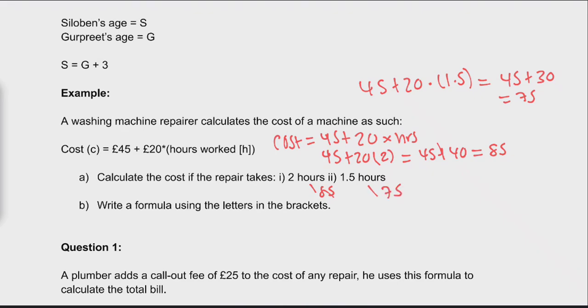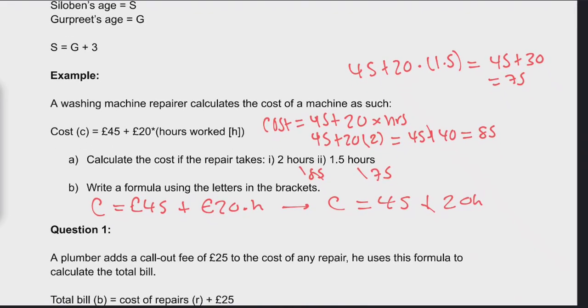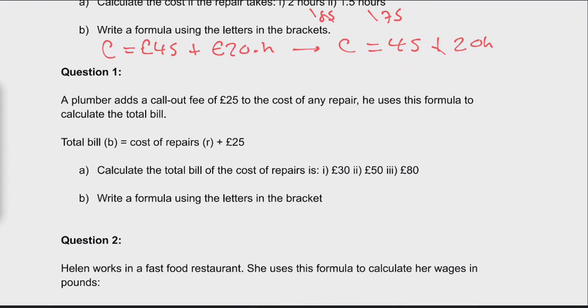So write a formula using the letters in the brackets. So, cost is C. So C is equal to £45 plus £20 times H. We can also just write that as C is equal to 45 plus 20H, recognizing that cost is in pounds. Okay, so let's now go on to three exam style questions.